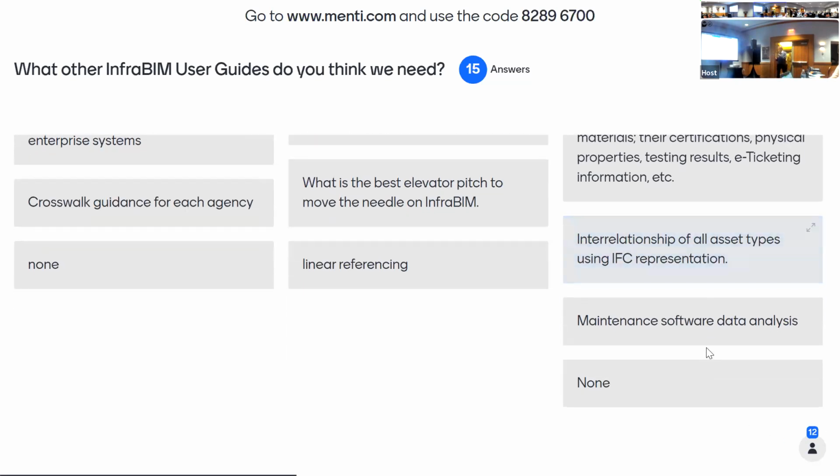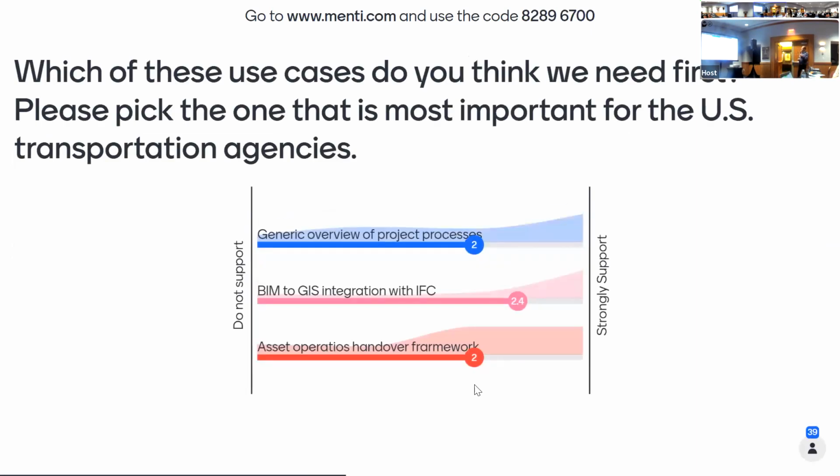Maintenance software data analysis. So I guess it's exploring the issue of maintenance and how that can be managed and giving advice on that, guidance on that. Thank you. Which of these use cases do you think you need first? So, in the GIS, and if the others were very close behind. And that's really saying that all three are needed, fairly confident, is that right? Yeah. Yeah.